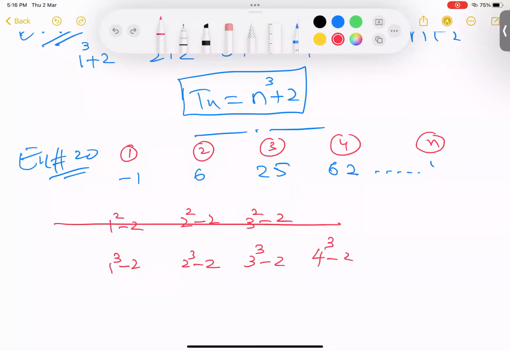And what about the last term? Look at here, 1 cube plus -2, 2 cube -2, this number 3 cube -2, 4 cube -2. Then what about the last? n cube -2. So Alhamdulillah Rabbil Alameen.